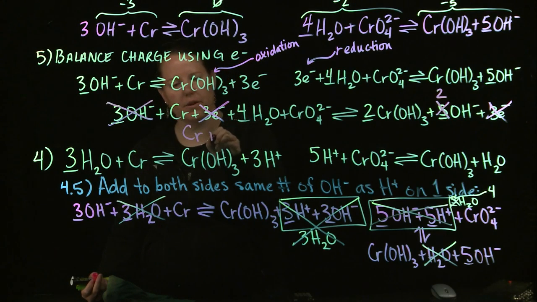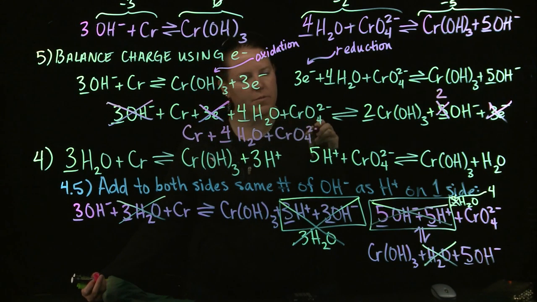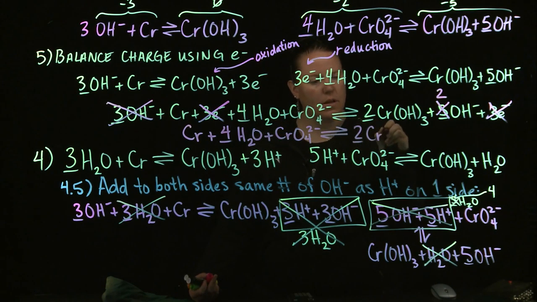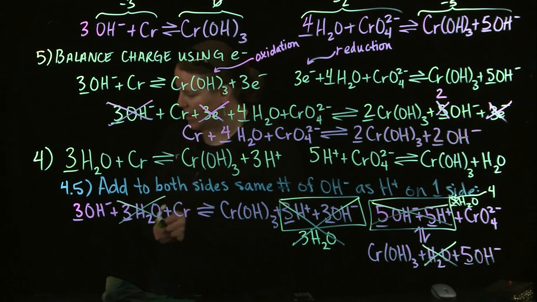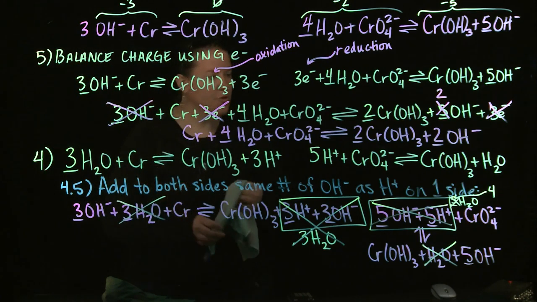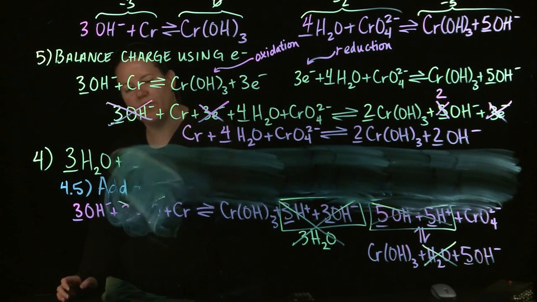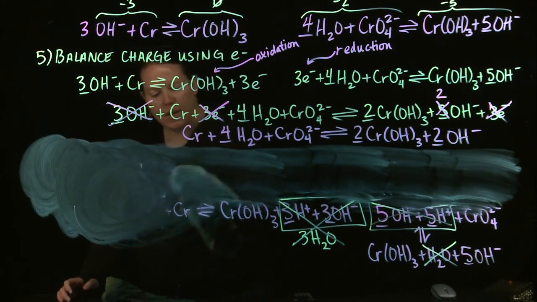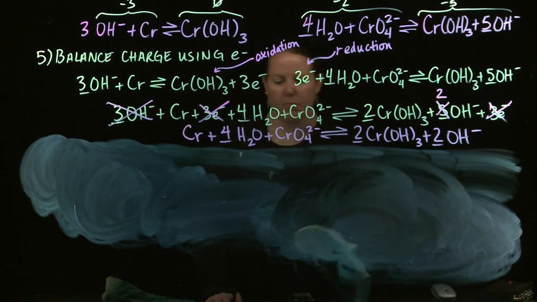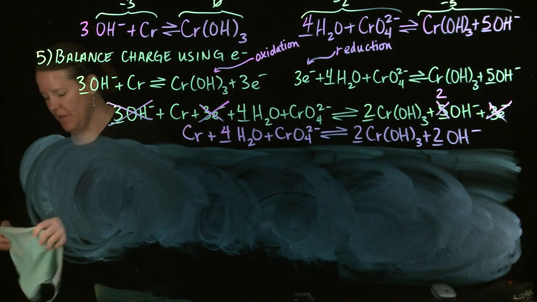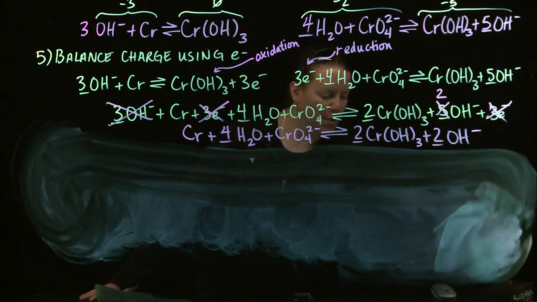So now my final equation is going to be Cr plus 4 H2Os plus CrO4 2 minus gives me 2 Cr(OH)3 plus 2 OH minuses. Now remember what we said. We said that everything must still be true in the end that we did throughout the process. So I still have to have the same number of Crs on both sides. I still have to have the same number of Hs on both sides. I still have to have the same number of Os on both sides. And I still have to have the same charge on both sides overall. Okay, so that has to all be true still at this point. And so let's go ahead and figure out whether that's true or not.